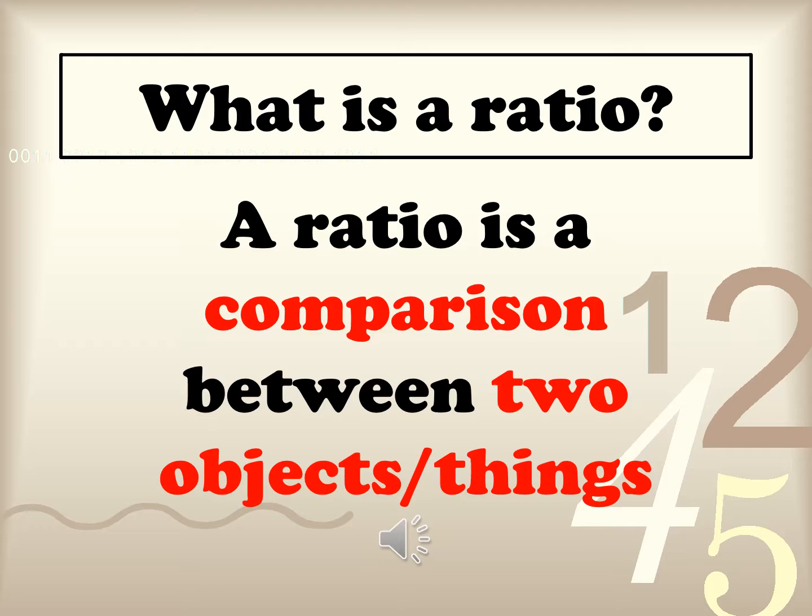Let's take a look at what a ratio is. A ratio is a comparison between two objects or things. Basically, it's a comparison between two numbers.